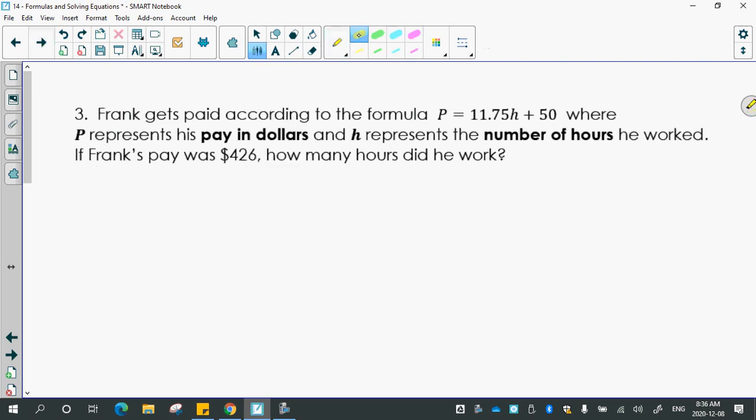So again, you're reading this question. Frank gets paid according to the formula. Okay, that word formula triggers. It's a formula question, and you copy down the formula. E equals 11.75H plus 50.